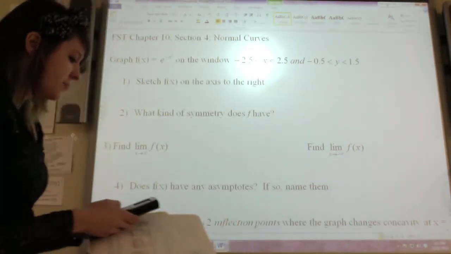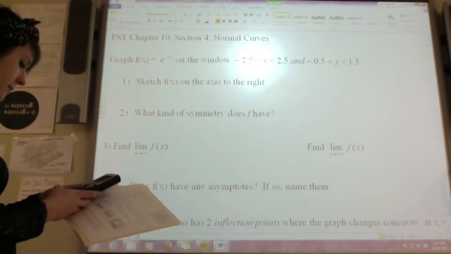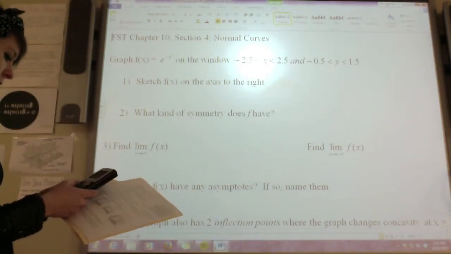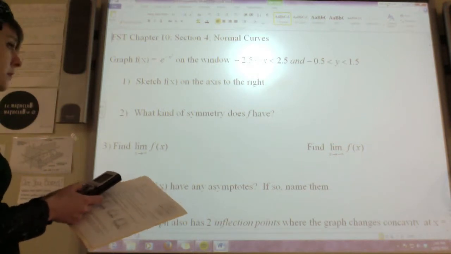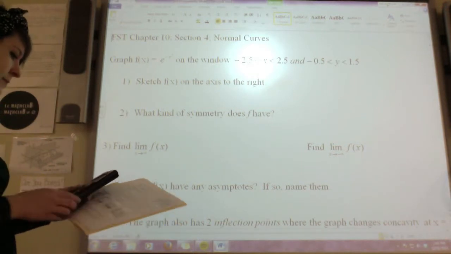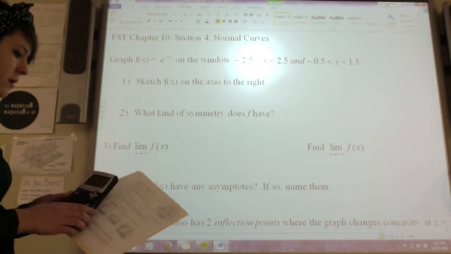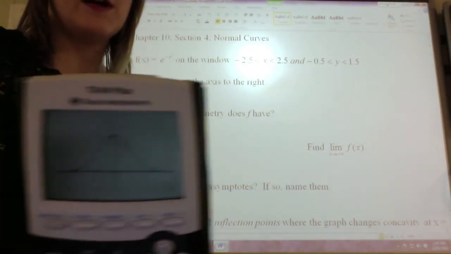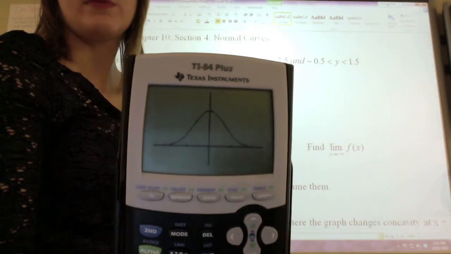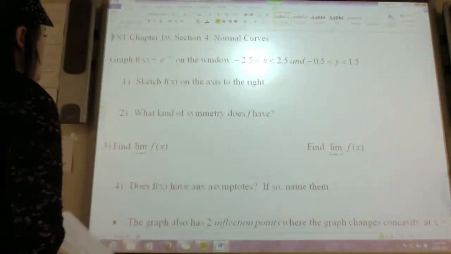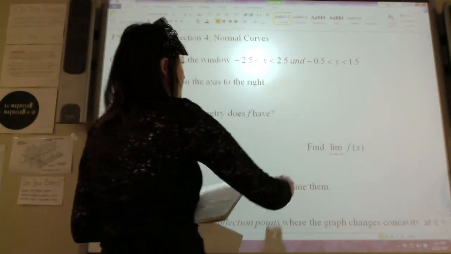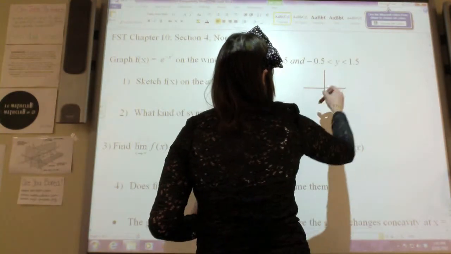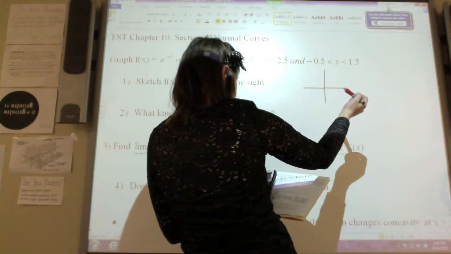Alright, and then I'm going to change my window. So my window is going from negative 2.5 to 2.5 and negative 0.5 to 1.5. And this is the graph that I get. Okay, so it wants me to sketch this graph on the axis at the right. My paper doesn't have an axis, but yours does.